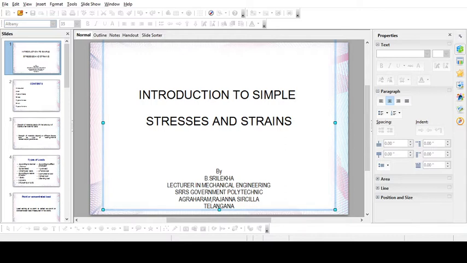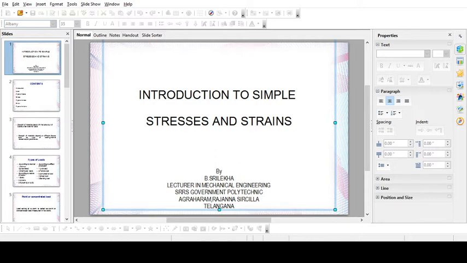Now this load can be measured in newtons. So the load which is acting at a point is called a point load or concentrated load, and it is measured in newtons.